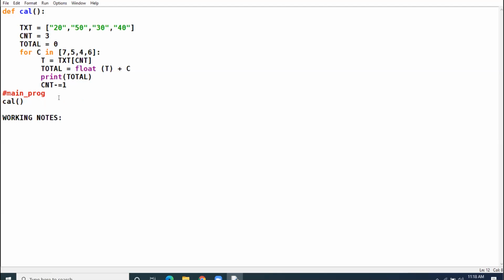Let us start with the working notes. We have one list in which we are having 4 values, 20, 50, 30 and 40. So I am giving the index 0 to 20, 0, 1, 2 and 3. At 0 we have 20, then we have 50, then we have 30 and then we have 40, right?